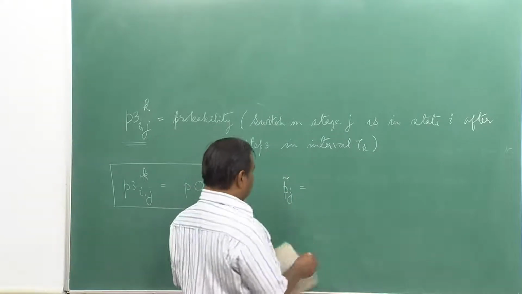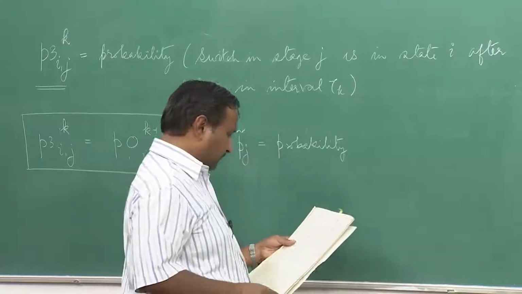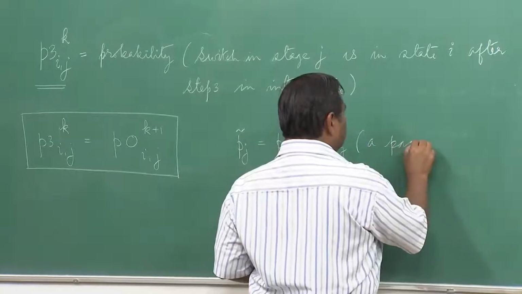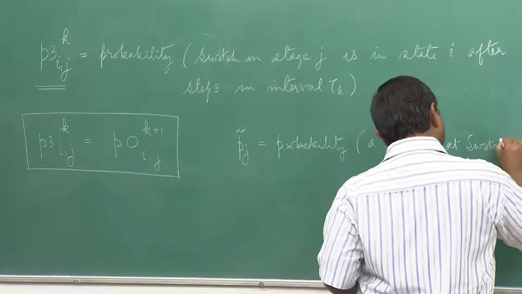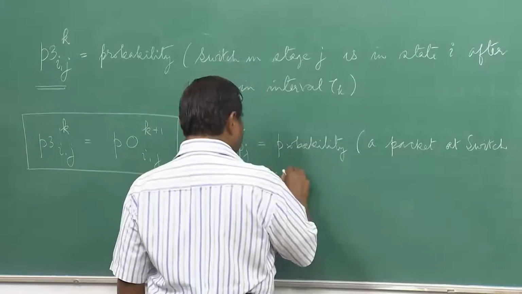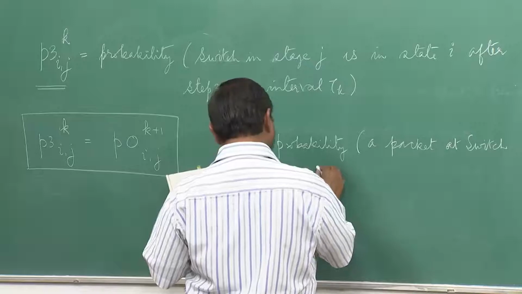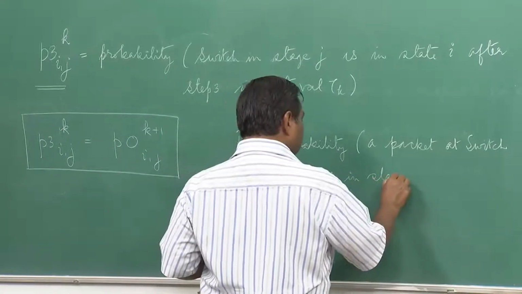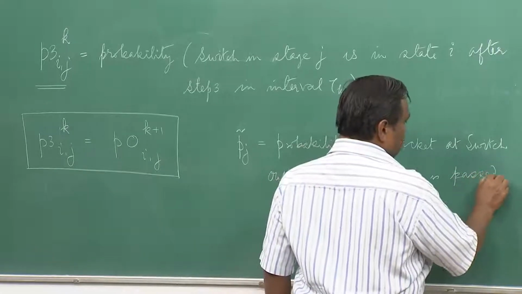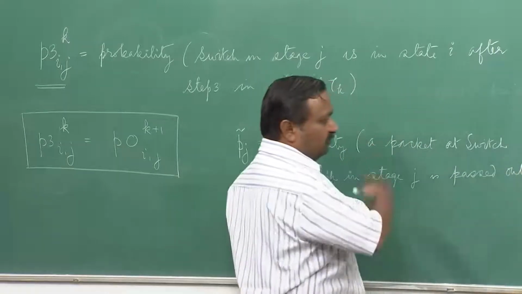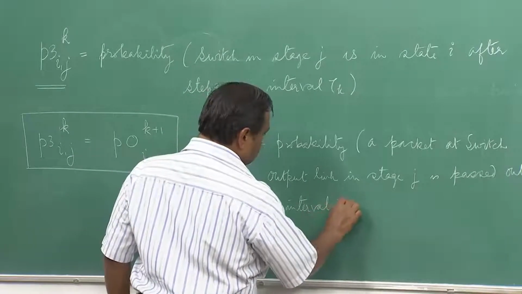So, this will be the probability that a packet at switch output link in stage j is passed out, basically moves to the next stage buffer in interval tau k.